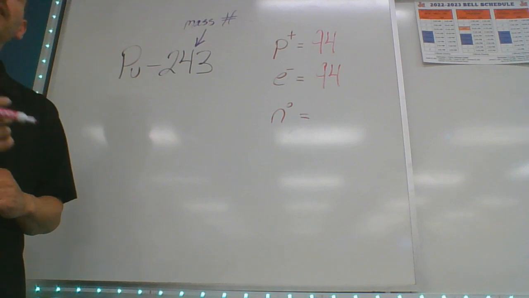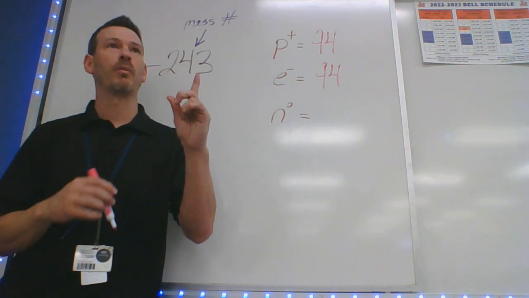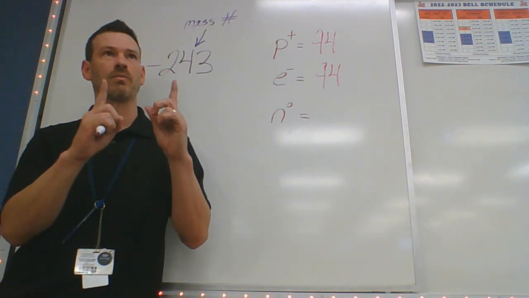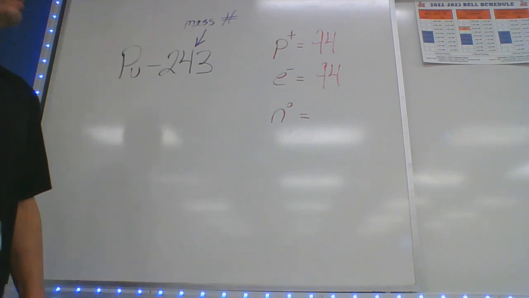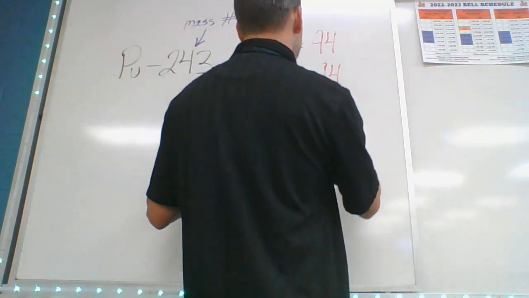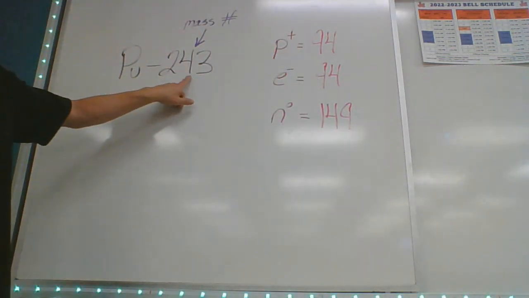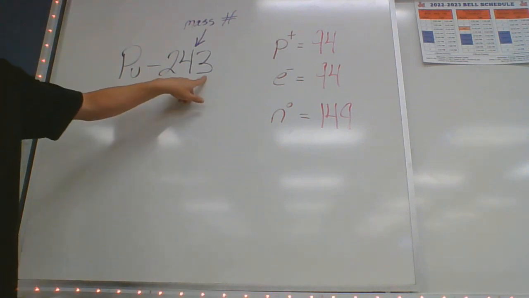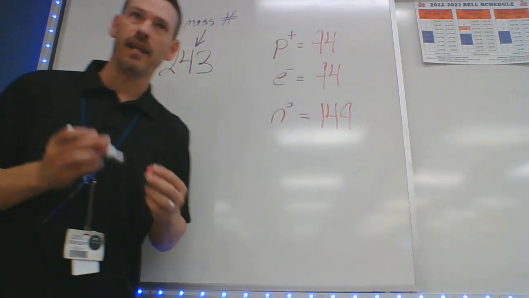Yes? No, because you won't have partial particles, so it'll be a whole number of protons plus a whole number of neutrons. How many neutrons are there, speaking of? 149. Now, for the first time, you use the number 243. 243 minus 94 is 149.